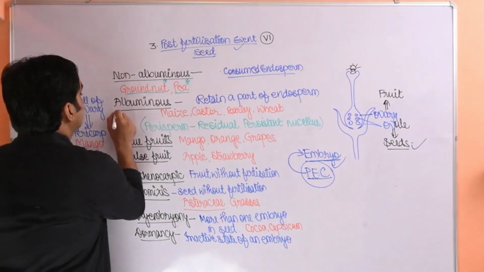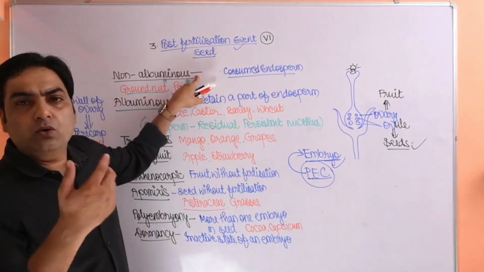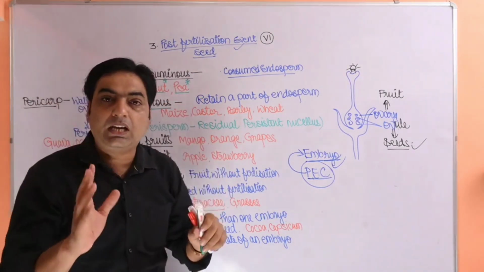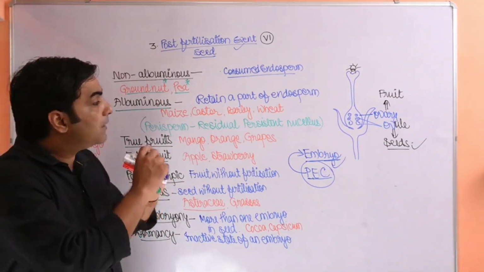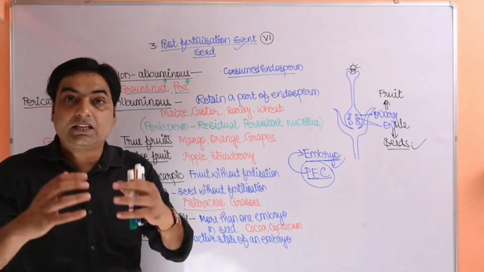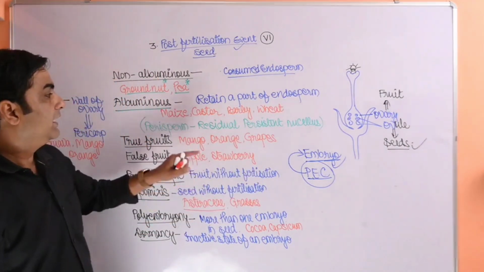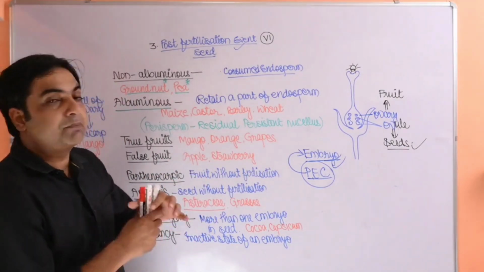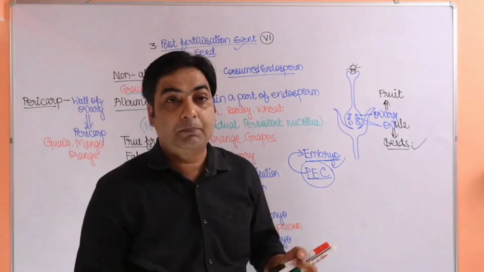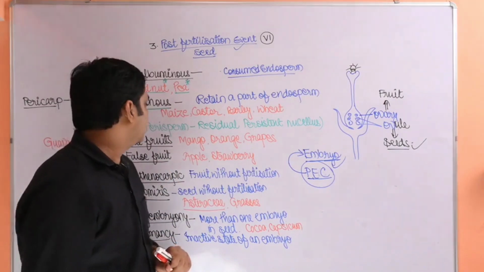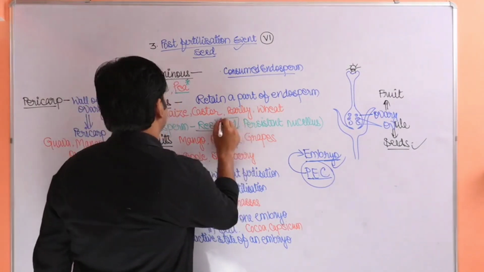The next one is albuminous. Here the endosperm takes part in the consumption, in the development of the embryo, but it will not be completely utilized or consumed. A small part of endosperm will be left, and this is found in maize, castor, wheat and barley as well. So these are the examples of albuminous. Perisperm means the residual persistent nucleus, the residual part. This is the perisperm.